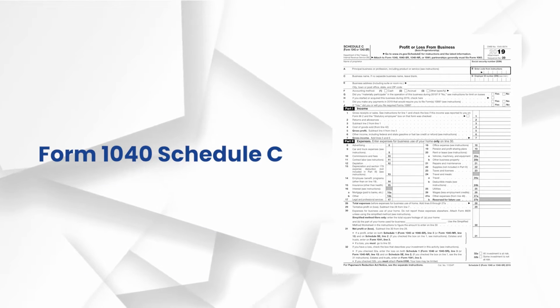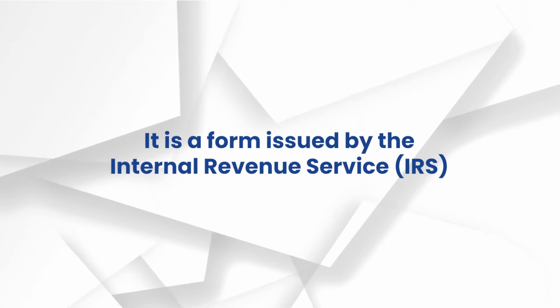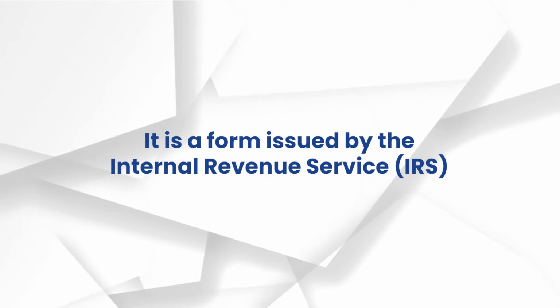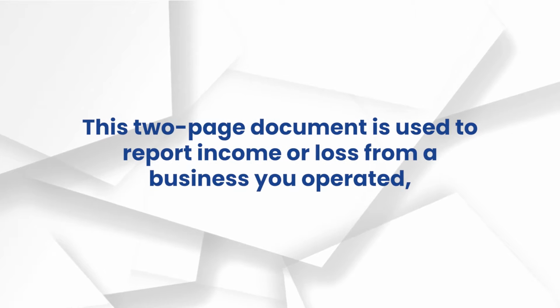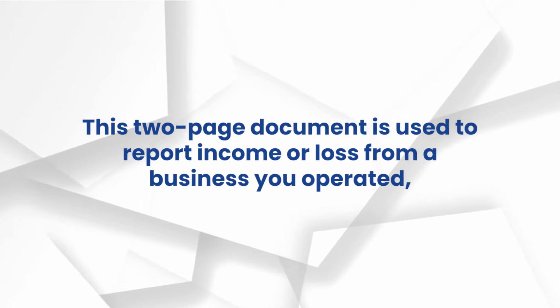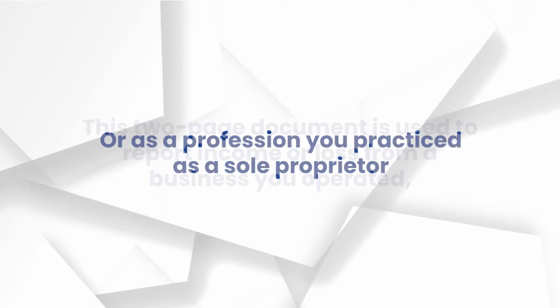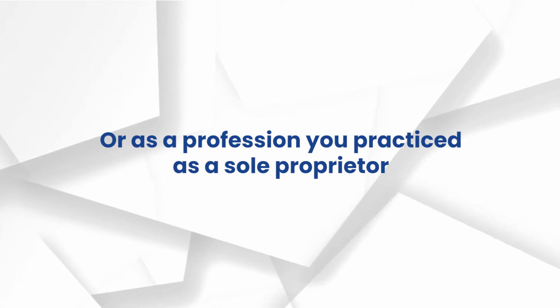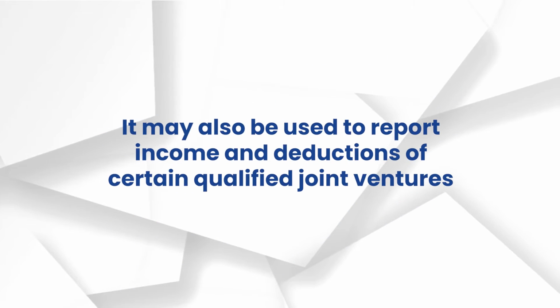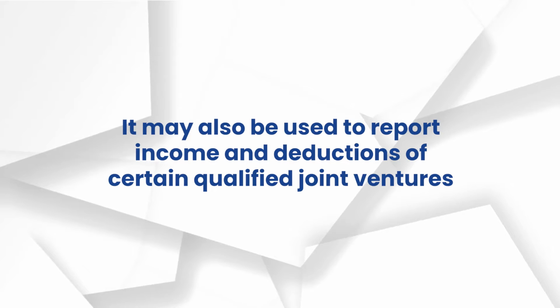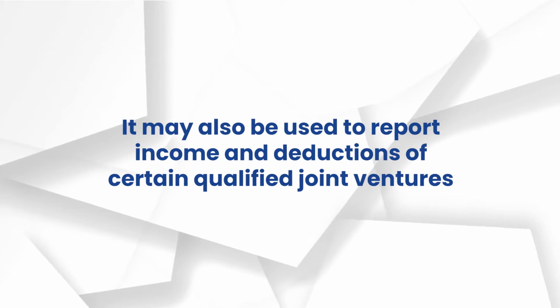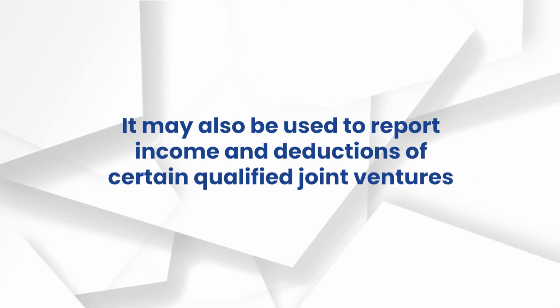Form 1040 Schedule C is a form issued by the Internal Revenue Service. This two-page document is used to report income or loss from a business you operated, or a profession you practiced as a sole proprietor. This form may also be used to report income and deductions of certain qualified joint ventures.